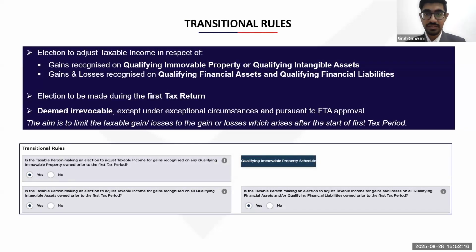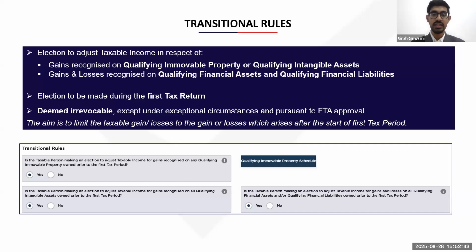Now, after the realization basis, the second election option is the transitional rules. This also was discussed in detail, along with examples, in our previous session. However, just to give you a brief, this is an election to exclude the gains or losses in respect of certain assets or liabilities which did not pertain to the years after the tax was implemented.